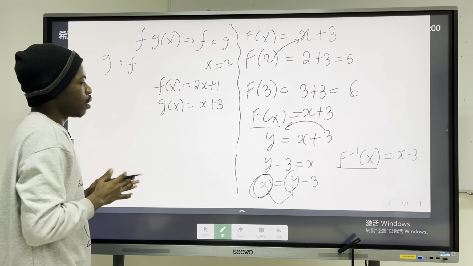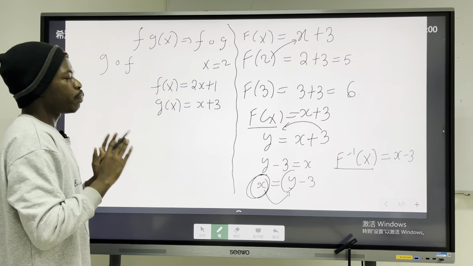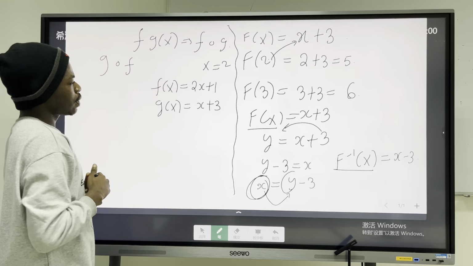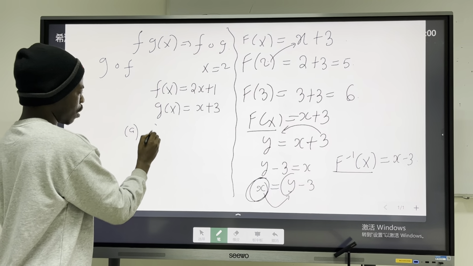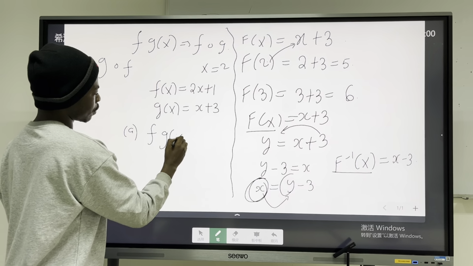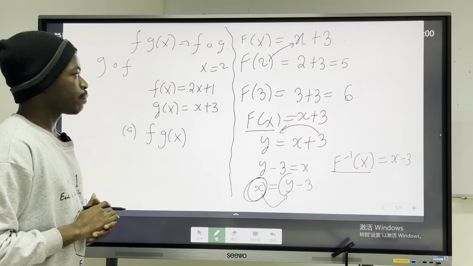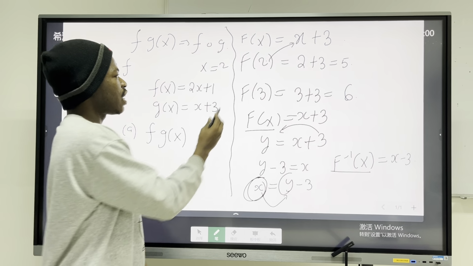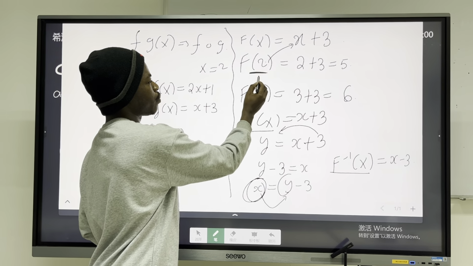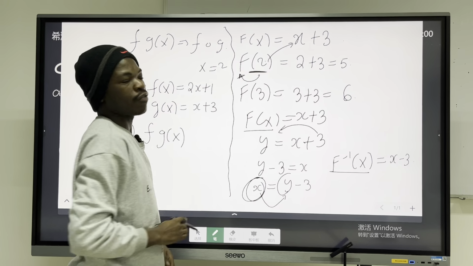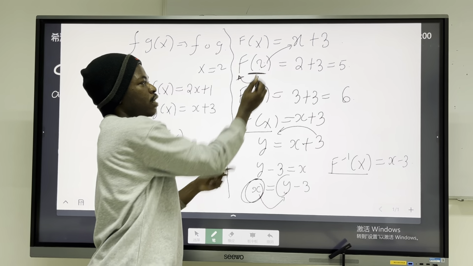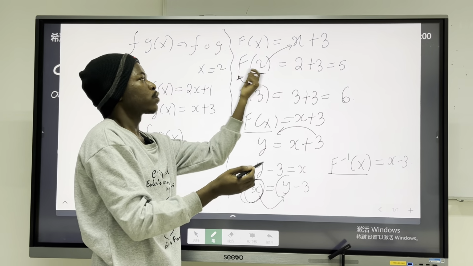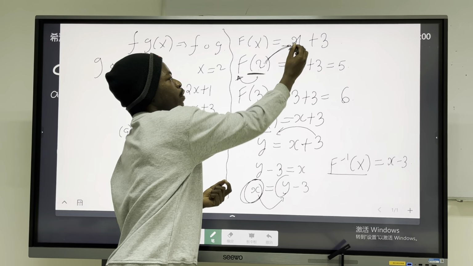So what do we do? What we basically do is super easy. So if I ask you to find fg of x, remember in the first step we said f of 2, and whatever was inside here was replacing x in f. That's what we did. So where there was x, we had to put what is inside. So what was inside here was a 2. So this 2 had to take the place of x.